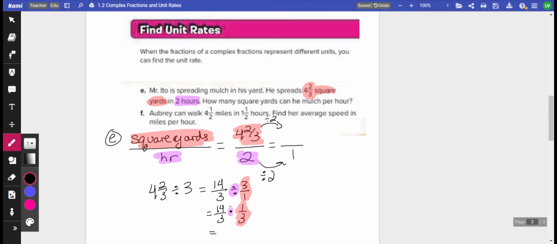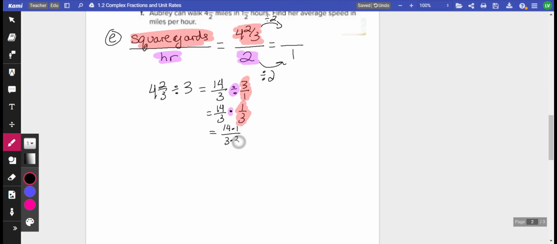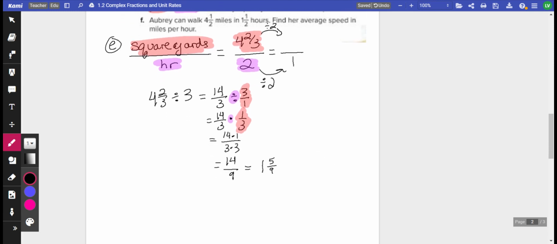So now I'm going to multiply across. 14 times 1 divided by 3 times 3, which equals 14 divided by 9. I could simplify that. 9 goes into 14 once. 14 minus 9 leaves me with 5. 1 5/9. So the question, how many square yards can you mulch per hour? 1 5/9 square yards.